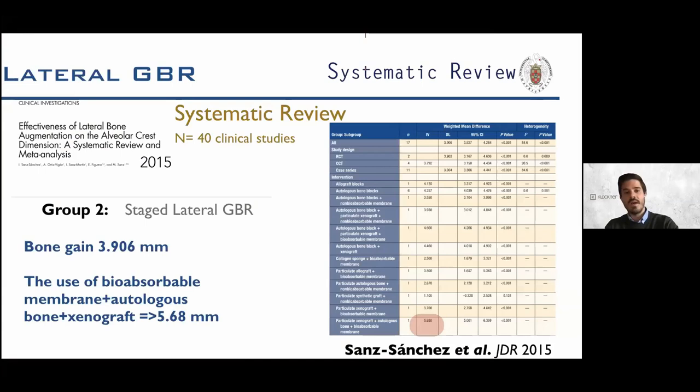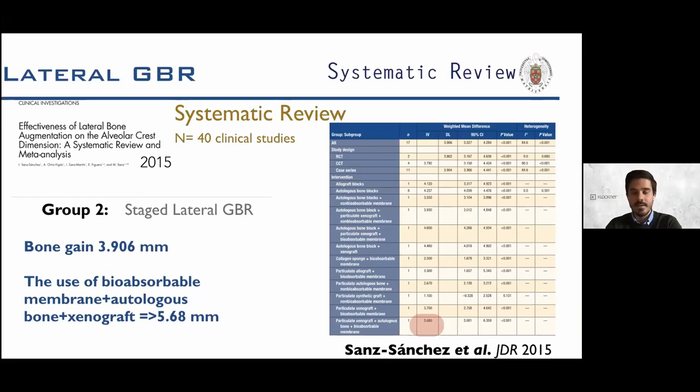On the other side, we have the staged lateral GBR, in which the mean bone gain is 3.9 millimeters. In my opinion, it's quite less than expected. However, if we follow the principles that I explained before, combining the rhizoidal membrane with mixing autologous bone with the xenograft, we can go up in the mean bone gain to 5.6 millimeters with this kind of procedure.